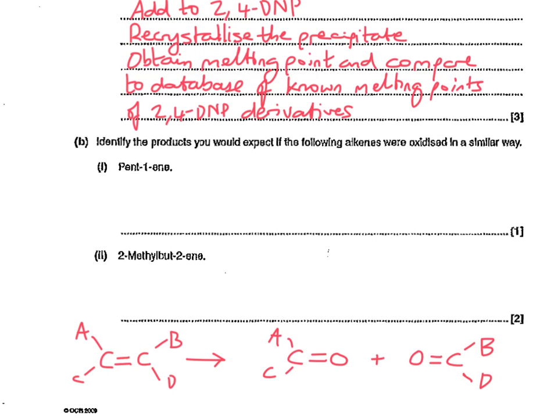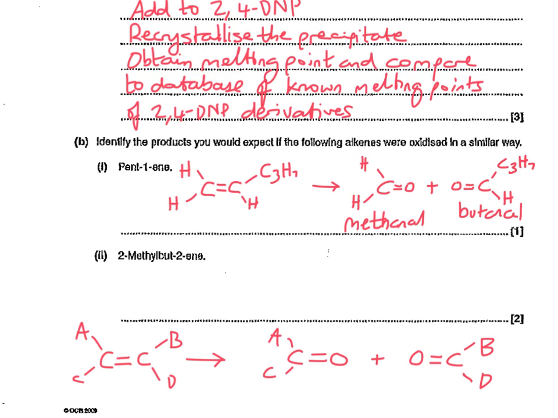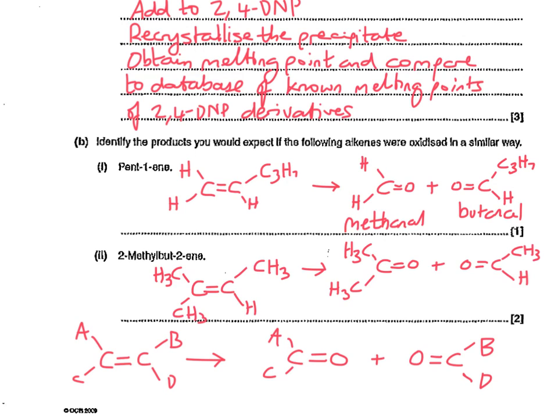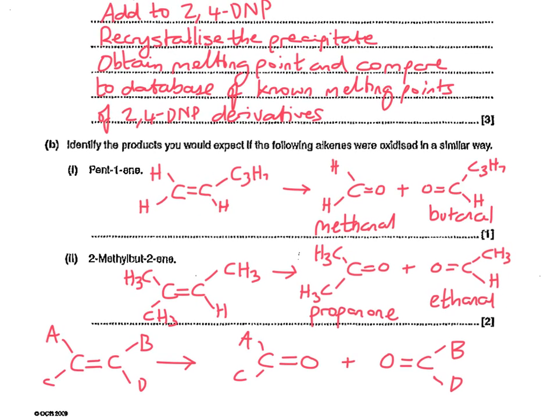So now what we do is we take pent-1-ene and draw that out. So that gives us methanal and butanal. Drew out the structures so you could see what I meant. Do the same now for 2-methyl-but-2-ene. Applying the same idea, that gives us those 2 structures, which are of course propanone and ethanal. So let's now go on to the next page where the next part of the question is. So you just have to move the page over.